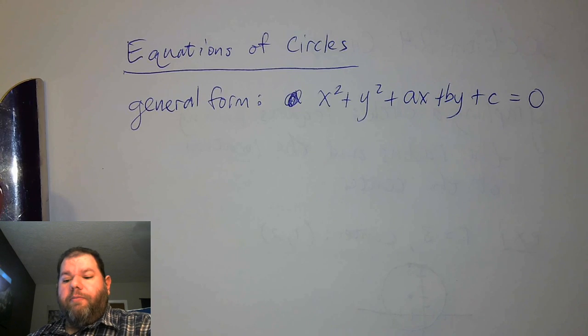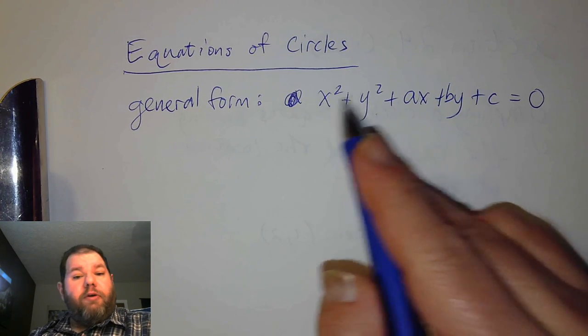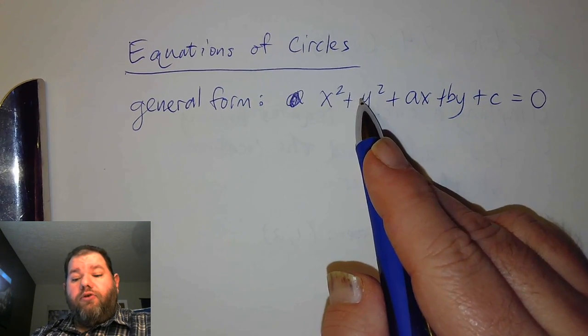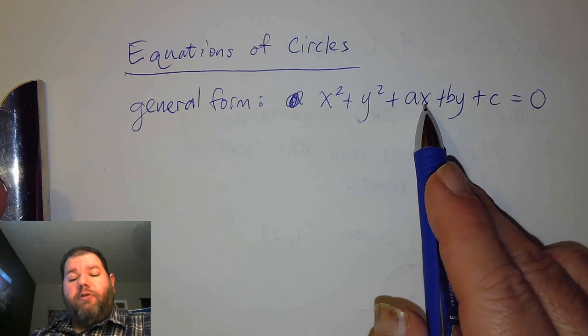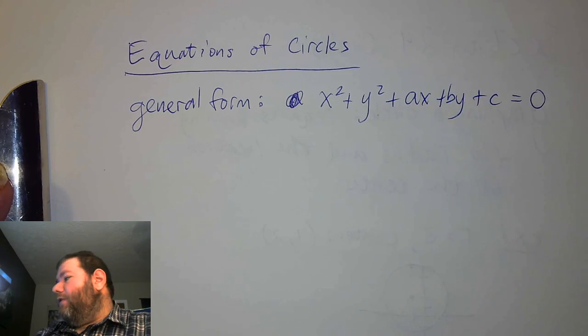Now in general form, we know the x squared and the y squared will have the same coefficient. It has to be the same coefficient in order to be a circle. But then we may have other values that are multiplied by x, y, and then also a constant that are present.